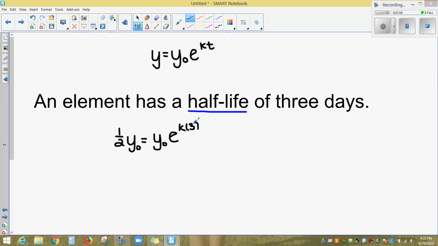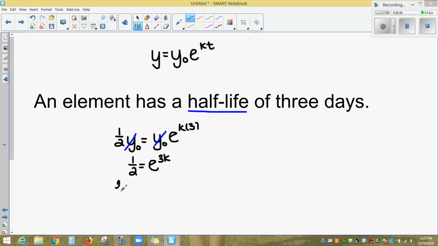If I'm given time, I can find the growth or decay rate. If I'm given k, then I can find the time. Because in the very next step, the next thing we're going to do when we're trying to solve for that exponent is divide both sides by that coefficient. So all we have left is 1/2 equals e to the 3k.